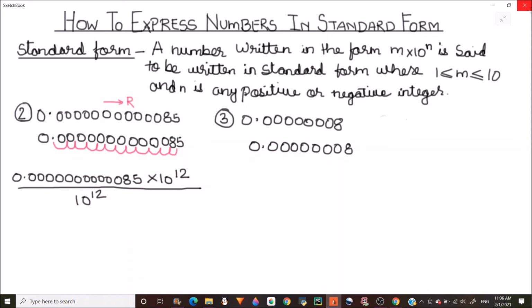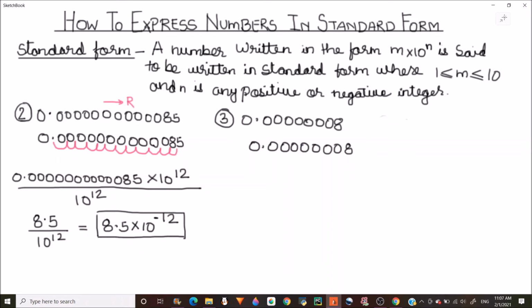So when we multiply this number by 10 to the power 12, this will become 8.5 over 10 to the power 12. The decimal point shifts 12 places. We have to write this in standard form, so we bring this 10 to the power 12 to the numerator. So this will become 10 to the power minus 12. So this is our final answer. Let's take one more example.